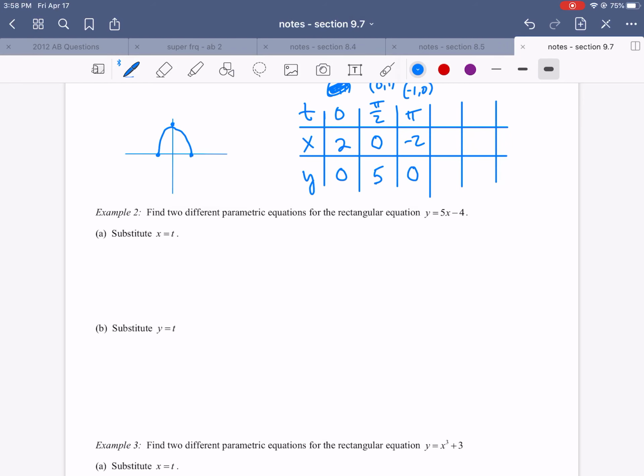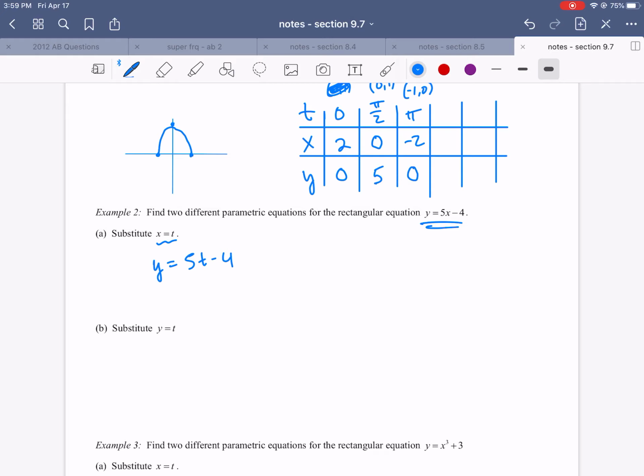Okay, examples 2 and 3, we're going to find two different parametric equations for a rectangular equation. I remember I mentioned earlier in the notes that parameterizations are not unique. There are different ways to find other parameterizations. And so on letter A, we're going to substitute x is equal to t. And so that's my first equation, x is equal to t. Now I just need to find my y equation. And using this rectangular equation here, I'm just going to replace x with t, and that's going to be 5t minus 4. And it's literally as easy as that.